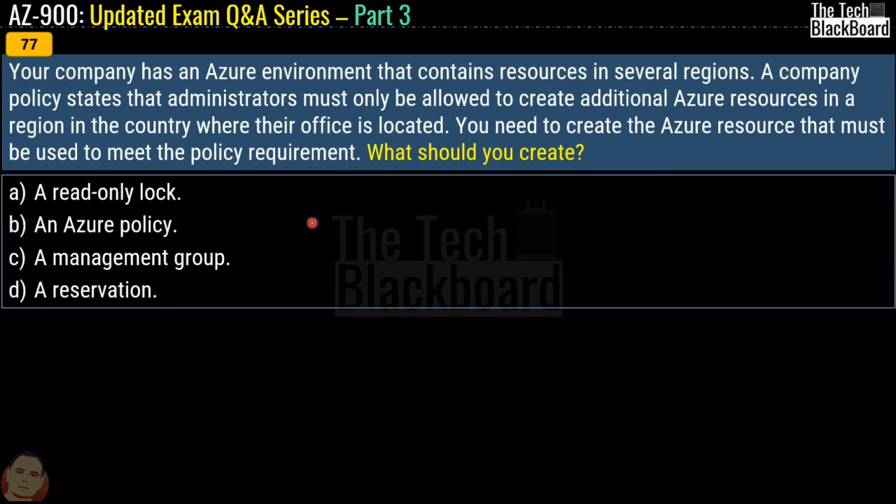Now let's move to question number 77. The question says that your company has an Azure environment that contains resources in several regions. A company policy states that administrators must only be allowed to create additional Azure resources in a region in the country where their office is located. Now you need to create the Azure resource that must be used to meet the policy requirement. What should you create? Your options are read-only lock, an Azure policy, a management group, or a reservation. The correct answer for this question is option B, an Azure policy.